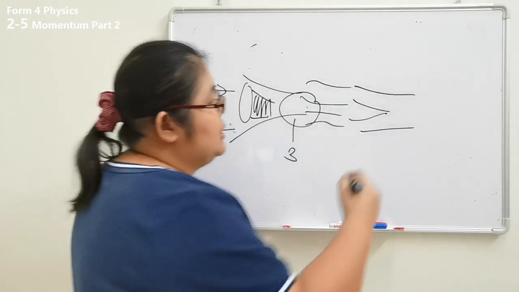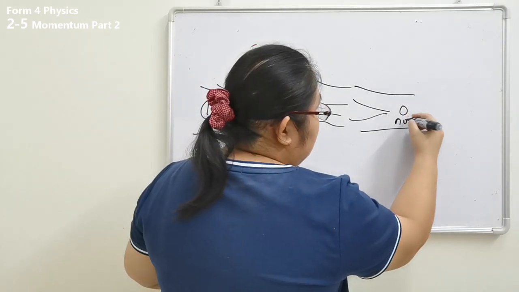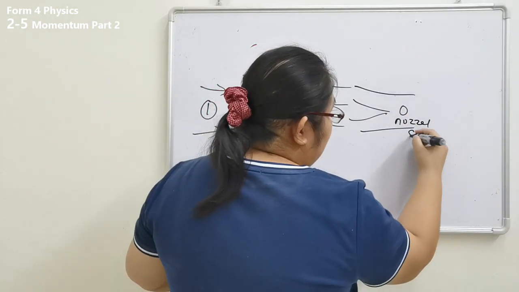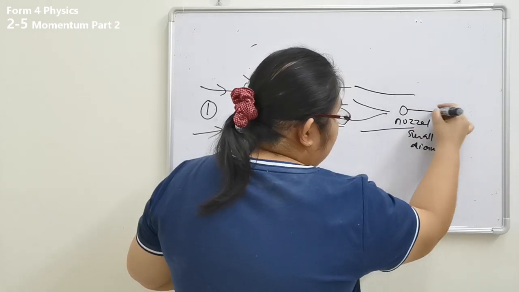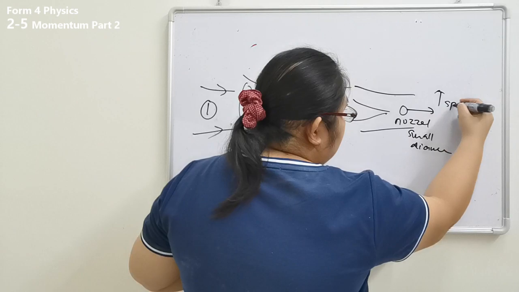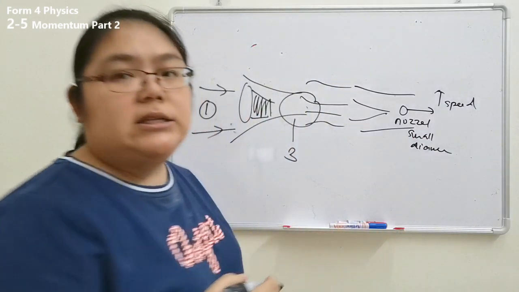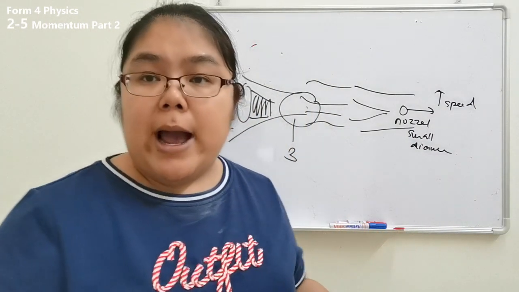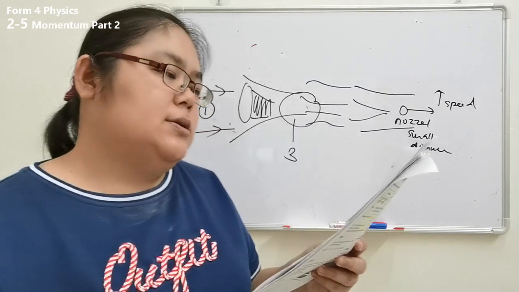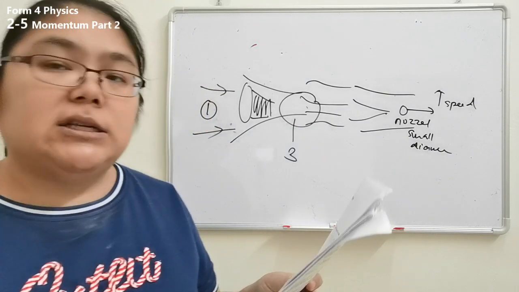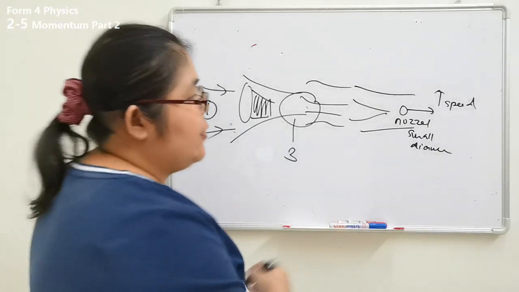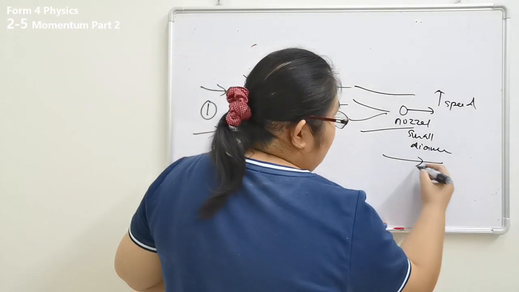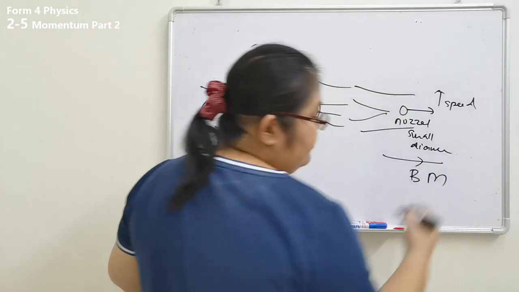Okay, they come out here, the nozzle. Small diameter. After that they come out at high speed. When the speed is high, the momentum should be high. So from here you see that the high speed exhaust gas is ejected and creates backward momentum. So they come out with backward momentum.